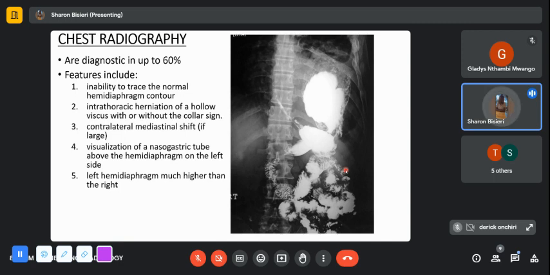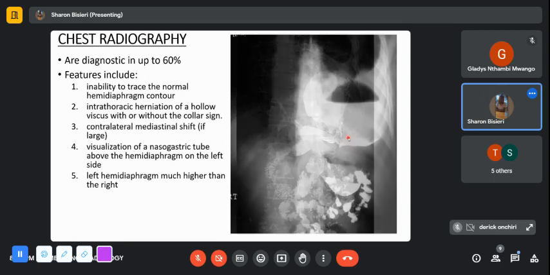And then you can also see a left hemidiaphragm that is much higher than that on the right. The image to the right of the screen is a barium follow-through. What we can see is the herniated stomach within the left hemithorax, and we can see its lower part is narrowed. Then we can appreciate the remaining contrast that has passed through the remaining bowel distal to it. This narrowing is what they term the collar sign. In better imaging, it forms an hourglass figure.